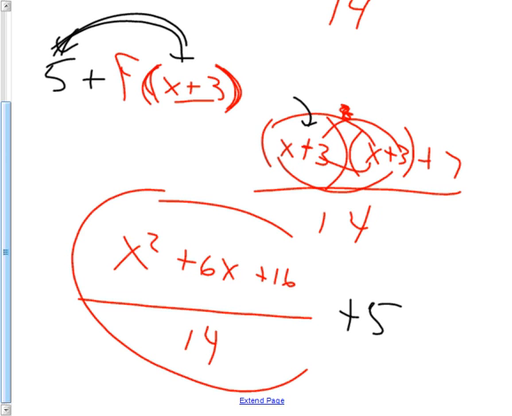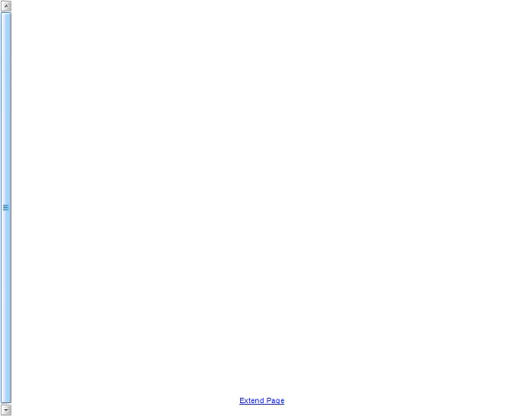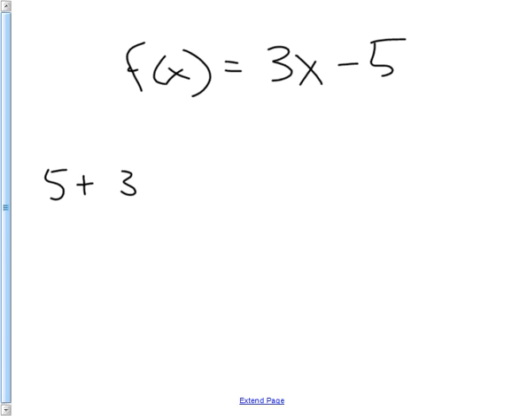All right, I'm going to give you another one that's a little simpler, but I want you to do it from the beginning. Let's say it was f of x equals 3x minus 5, and I just want to know what's 5 plus 3 f of x minus 4. A week ago, this would have blown your mind. But I think you've learned how to do it.